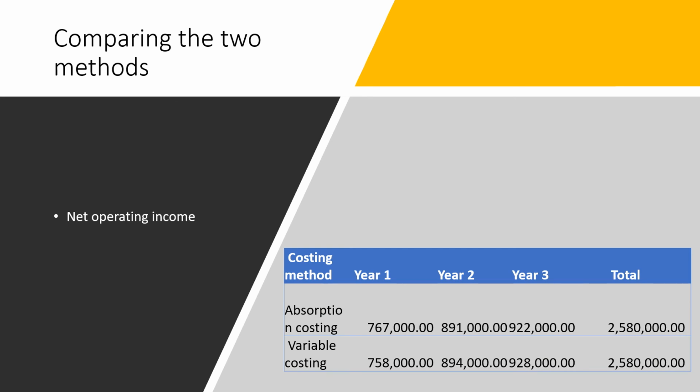We have here a summary no result from year 1 hanggang year 3. For absorption costing and variable costing. So, meron tayong year 1, 767 na net operating income under absorption costing and 758,000 for variable costing. Hanggang year 3 yung comparison natin. And then, meron tayong last column, which is your total. Now, if you see, the total is exactly the same under absorption costing and variable costing. Paano na-compute yung total? We just simply added yung net operating incomes ninyo ng year 1, 2, and 3.